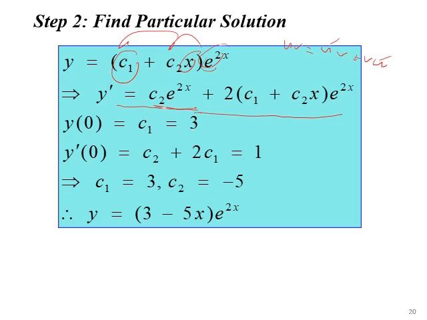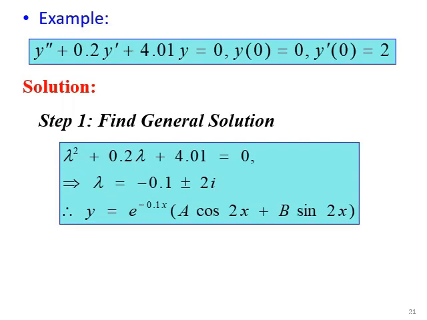Now I will substitute the initial conditions for y and for y dash. I got directly from the first one c1. If I substitute in the second equation, I got c2. So I have c1 and c2. Now back to the original equation and substitute. One more example here. Have a look. Here y double dash, lambda square or m square, plus 0.2 m or lambda, plus 4.01, as you can see here. I solve it by the quadratic formula. I got lambda equals minus 0.1 plus minus 2. So this is alpha and this is beta.